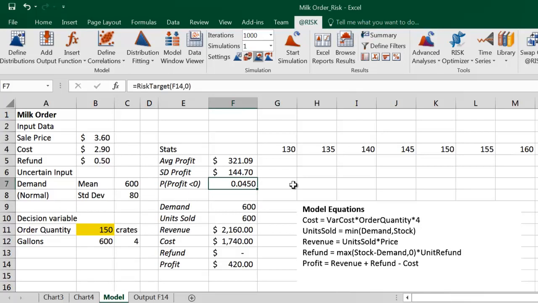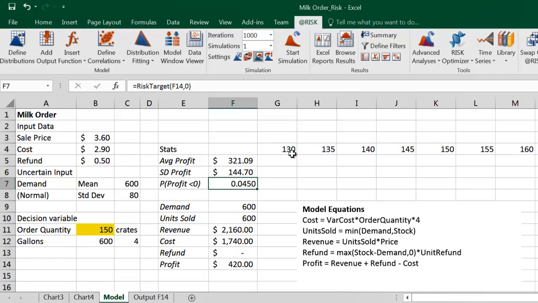All right, so these are all the results or all the information I can gather for one order quantity. It will be more interesting for us to have the expected profit, the standard deviation, and the probability of getting a profit that is less than 0, if we could change the order quantity and save that information.